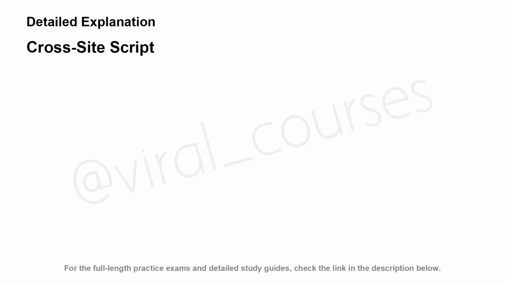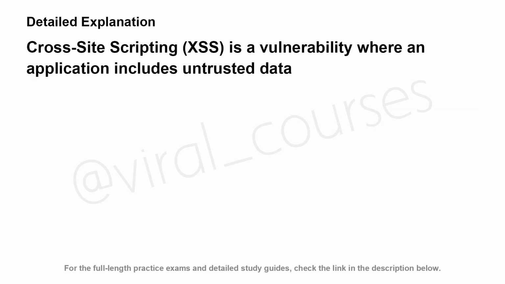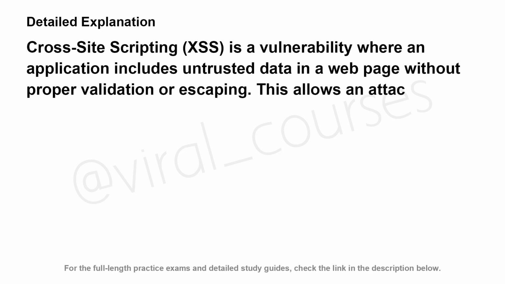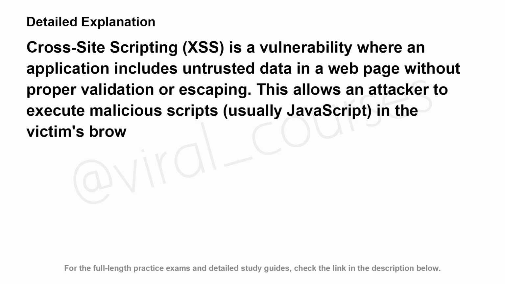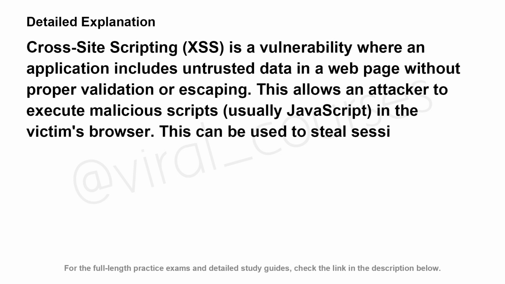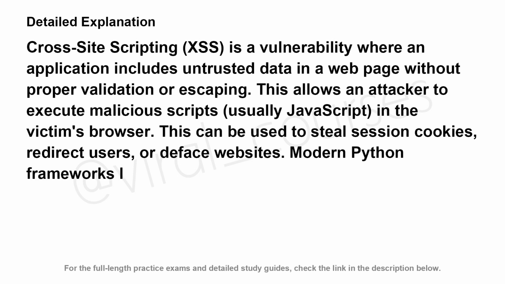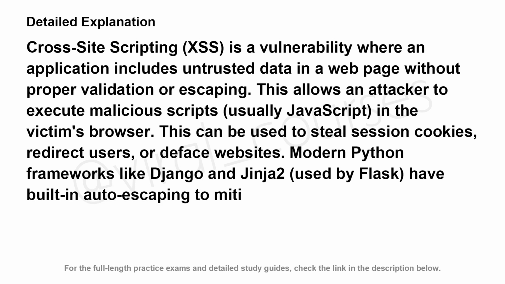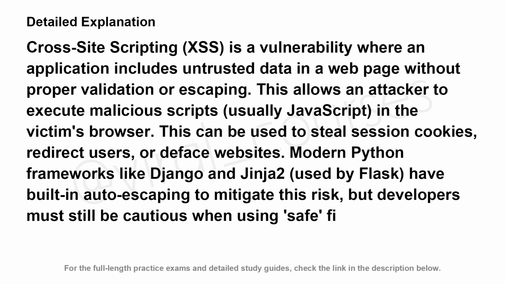Cross-site scripting, XSS, is a vulnerability where an application includes untrusted data in a web page without proper validation or escaping. This allows an attacker to execute malicious scripts, usually JavaScript, in the victim's browser. This can be used to steal session cookies, redirect users, or deface websites. Modern Python frameworks like Django and Jinja2, used by Flask, have built-in auto-escaping to mitigate this risk. But developers must still be cautious when using safe filters or raw HTML output.